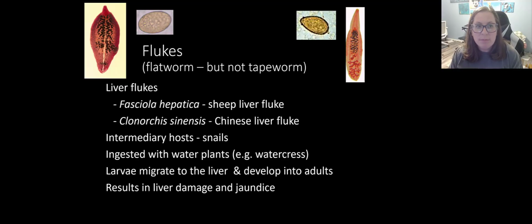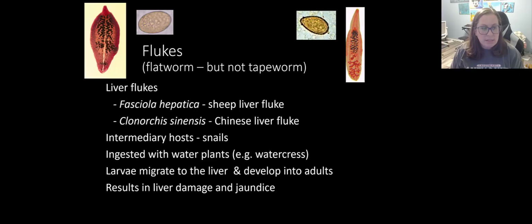The next group are the flukes. The flukes are flatworms, but they're not tapeworms, okay? They're going to be flat, but they're going to be larger, more robust in that sense. These are going to be the liver flukes specifically. Flukes a lot of times get named based on where they like to grow and develop, so they could be the liver, the bladder, the lungs, things like that. But we're focusing here mostly on the liver flukes, and there are two different types that can cause issues.